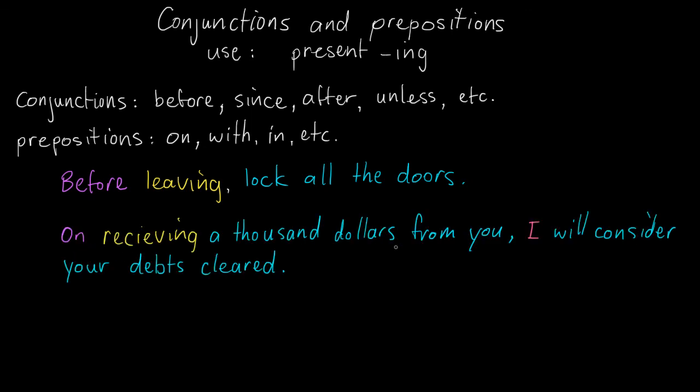On receiving $1,000 from you, I will consider your debts cleared. And here we have the preposition. This is actually also conditional, and that is why we've got the will here. This is the first conditional as well. So just a couple of examples with conjunctions and prepositions, and all you need to note here is that they need the ing when you use one of them. Okay, and that's all.